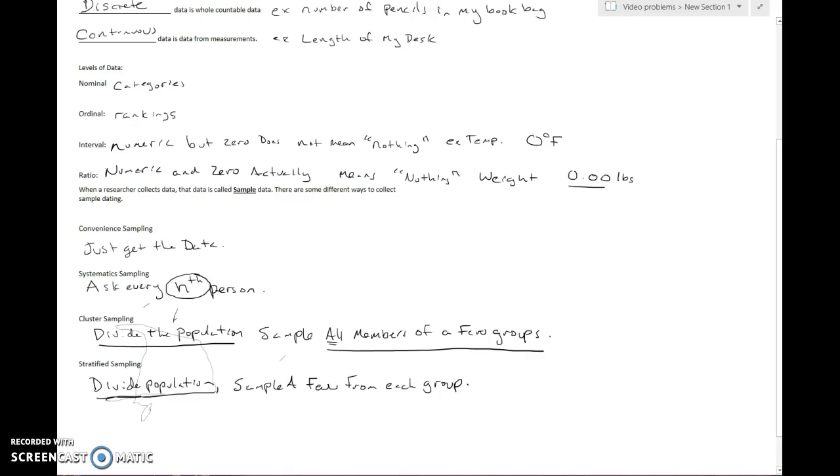Oh, sorry, I don't know why this is drawing. Anyway, and then we are going to sample a few from each group. What would that mean? That would mean, let's say I survey 10 freshmen, 10 sophomores, 10 juniors, and 10 seniors. So you can see we divided the population up, and then we'd sample a few from all of those different groups that we divided up.